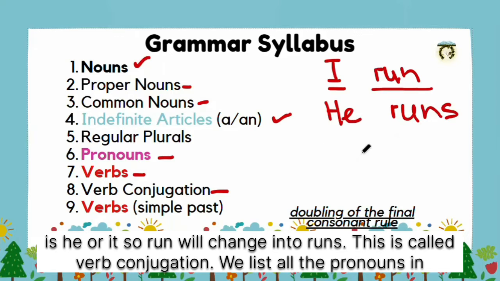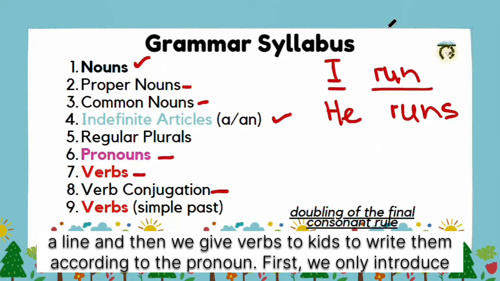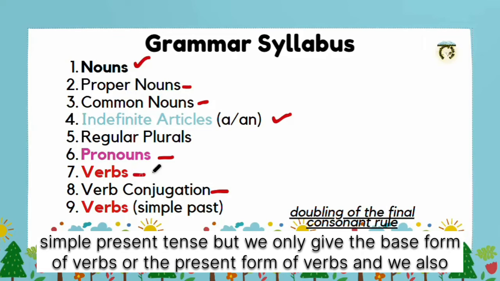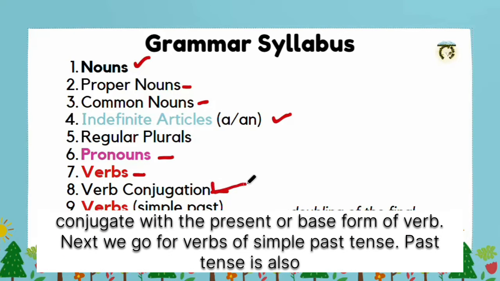This is called verb conjugation. We list all the pronouns in a line and then we give verbs to kids to write them according to the pronoun. First, we only introduce the simple present tense, without telling them that we are introducing the simple present tense, but we only give the base form of verbs or the present form of verbs, and we also conjugate with the present or base form of verb.